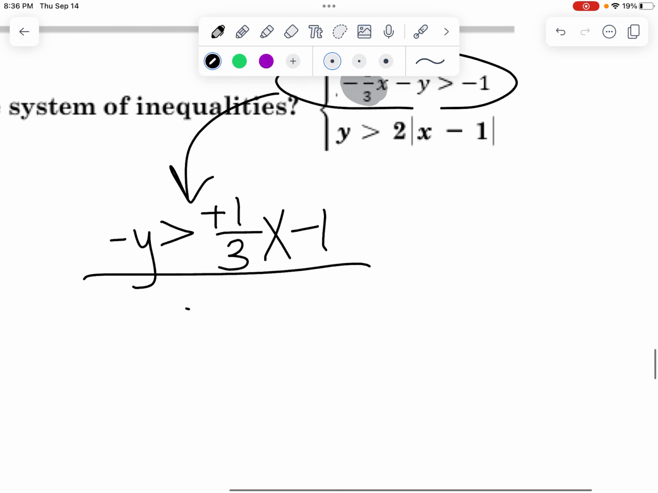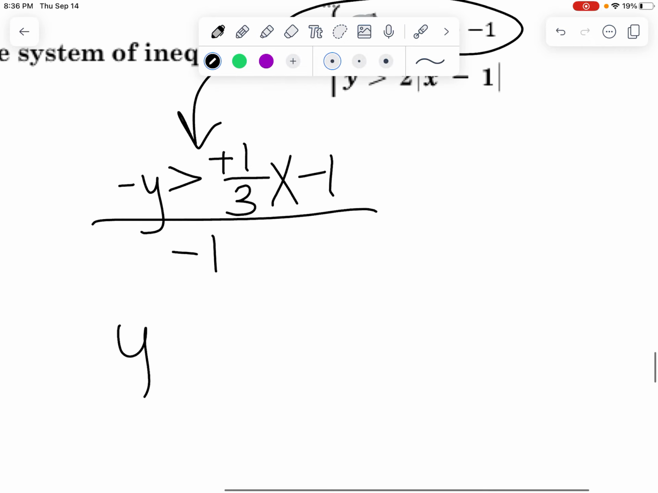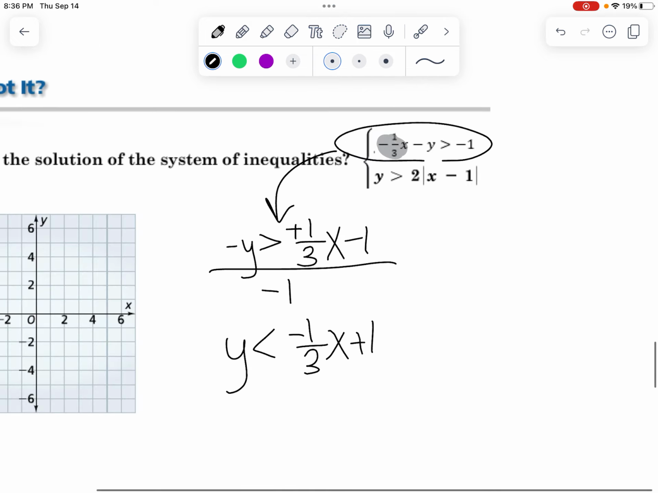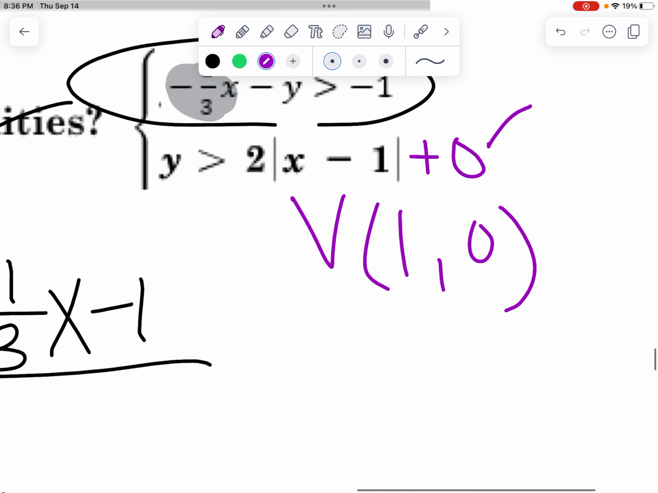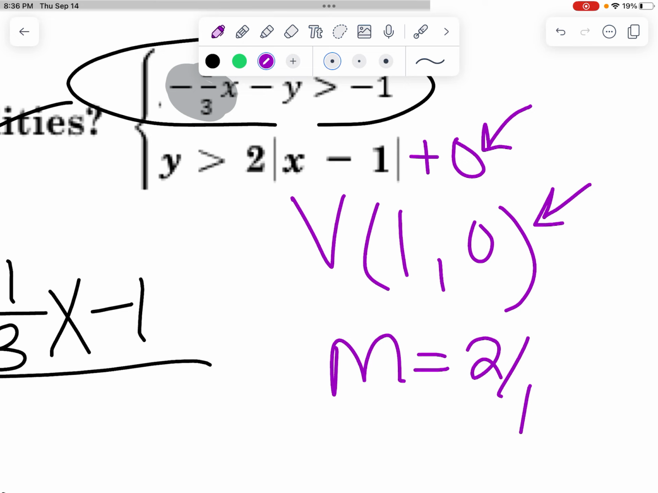Now I'll divide everything by -1. I'll flip my sign and divide everything by -1, and I will graph that. Just going to change color first. This one's a V shape at (1, 0). You need to let me know if you forget how to do this, because that's very important. If you forget why it's a V shape, it's because it's absolute value.